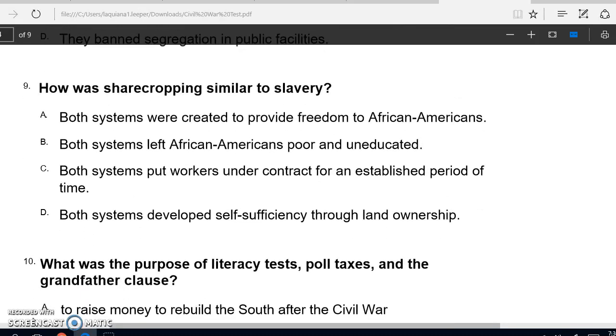Number 9. How was sharecropping similar to slavery? A. Both systems were created to provide freedom to African Americans. B. Both systems left African Americans poor and uneducated. C. Both systems put workers under contract for an established period of time. D. Both systems developed self-sufficiency through land ownership.